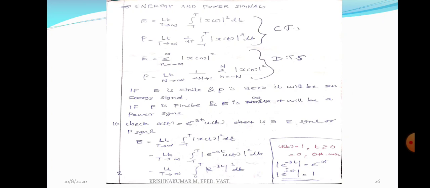What about discrete time systems? In the case of discrete time systems, for calculating the energy, E is equal to sigma n equals minus infinity to infinity, mod x of n all square, and P is equal to limit N tends to infinity, 1 by 2N plus 1, sigma n equals minus N to N, mod x of n all square. Once again, in the case of discrete time systems, for calculating the energy and power, you have to use these formulas.